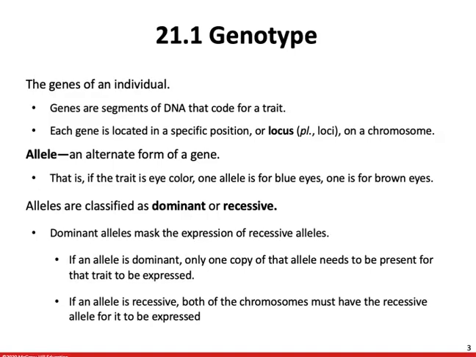Now, each one of those genes is going to be located at a very specific location, or locus, on a particular chromosome. When we have variations of that gene, we refer to them as alleles. So an allele is simply an alternative form of a gene. For example, the trait or the gene could be eye color, but there would be one allele for blue eyes, one allele for brown eyes. So the gene is eye color, but the alleles are the different variations that are possible for that particular gene.